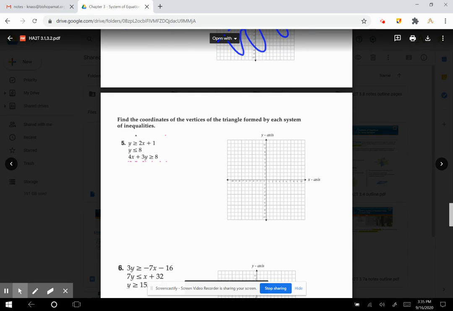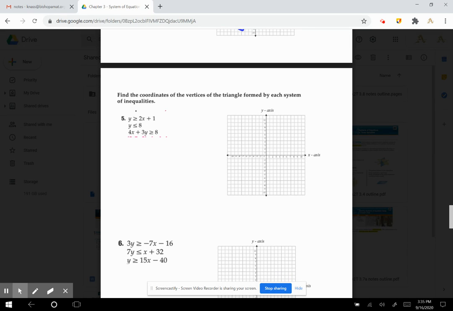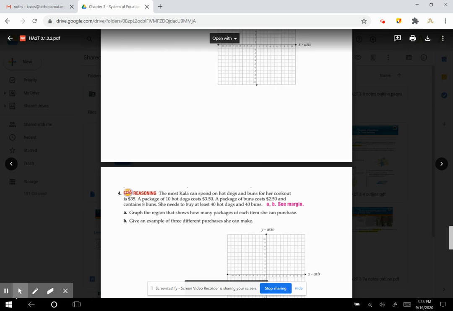Okay, we don't do much with the three-figure ones and the system of equation ones. We'll look at those a different time.